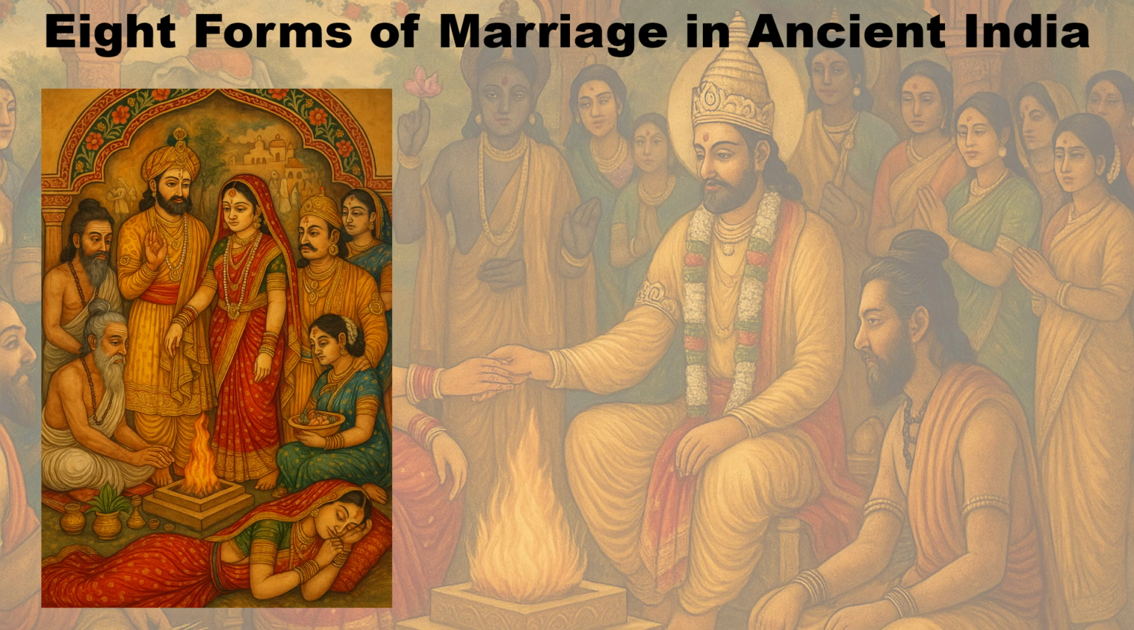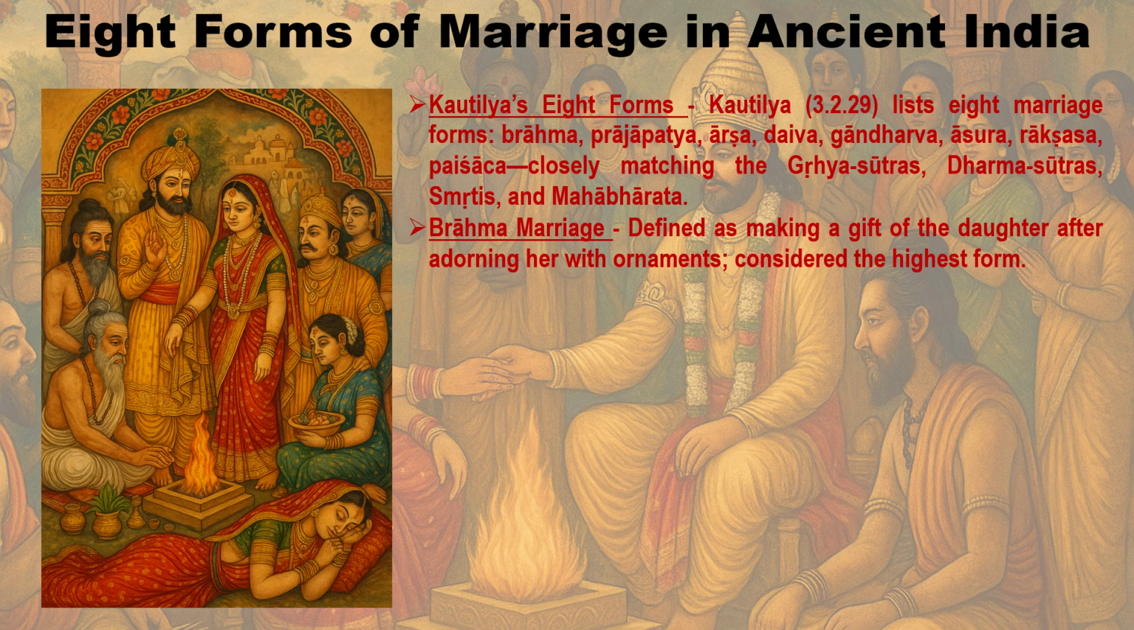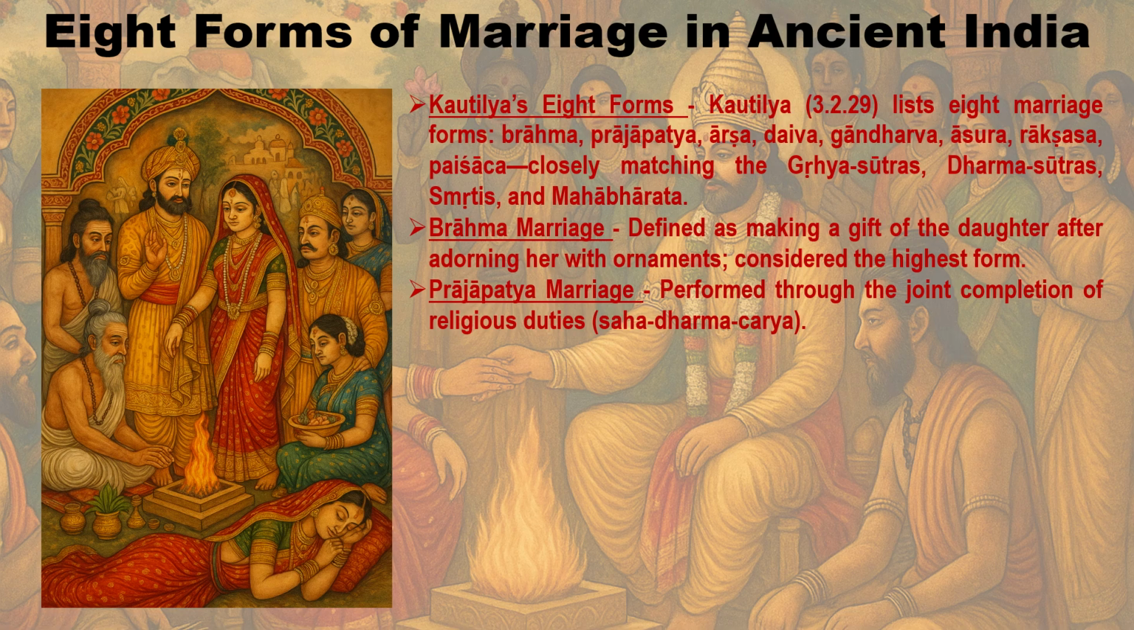8 forms of marriage in ancient India. Kautilya lists 8 marriage forms: Brahma, Prajapatya, Arsha, Daiva, Gandharva, Ashura, Rakshasa, and Pishacha, closely matching the Gṛhyasūtras, Dharmashastras, Smritis, and the Mahabharata. Defined as a gift of the daughter after adorning her with ornaments, Brahma marriage is considered the highest form. Prajapatya marriage is performed through the joint completion of religious duties, saha dharmacharya.